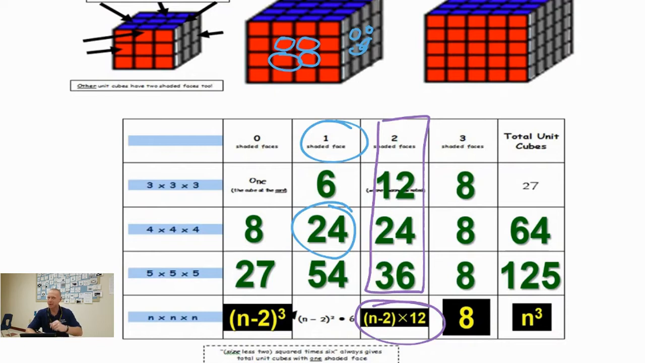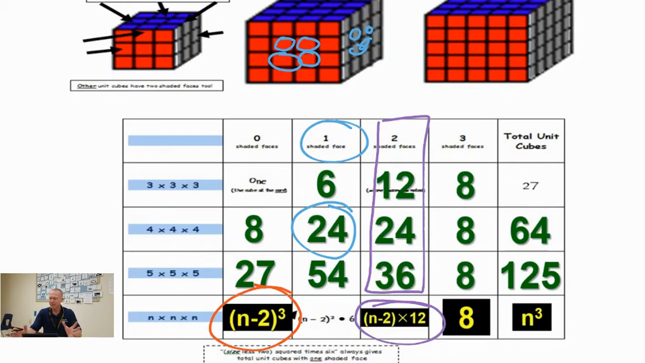Now, I did look at one of these for correctness, but ultimately I wanted you to try the activity. If you're curious which one I looked at, it was n minus 2 to the power of 3, because each of these numbers was a perfect cube, but we had to subtract 2 again to bring our base number down so that it would match with, in this case, 0 shaded faces.